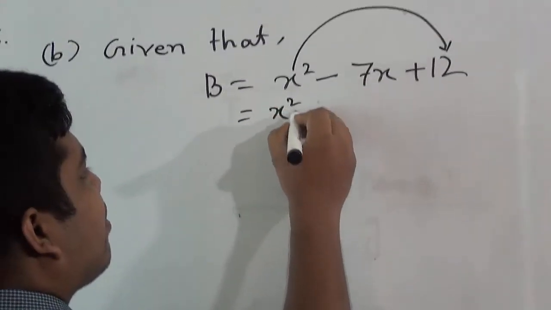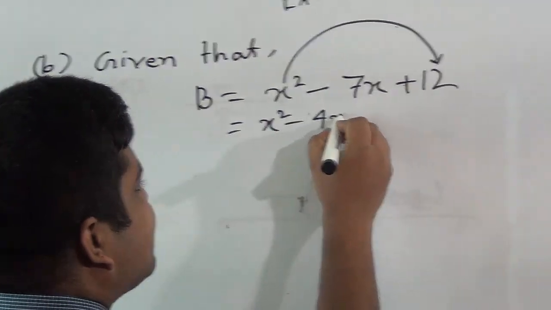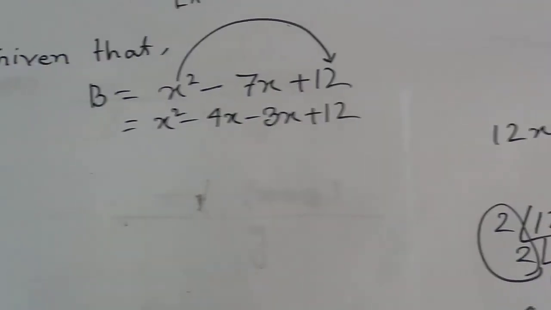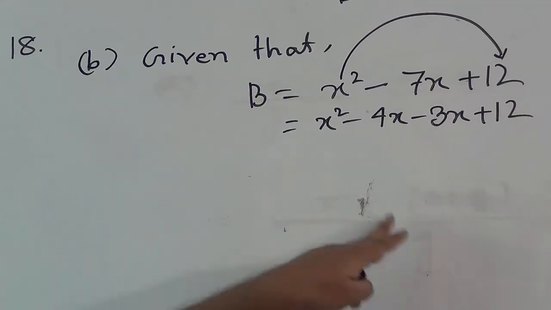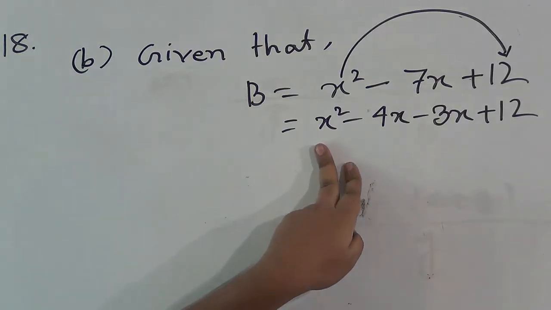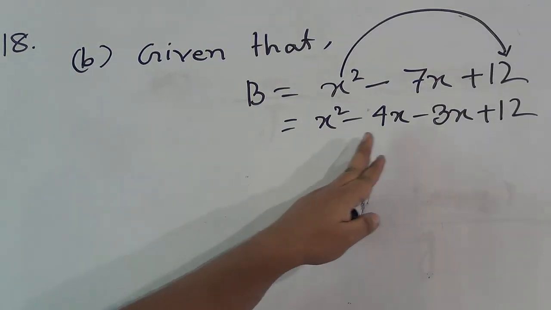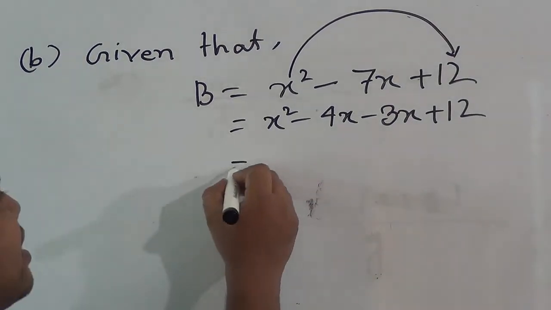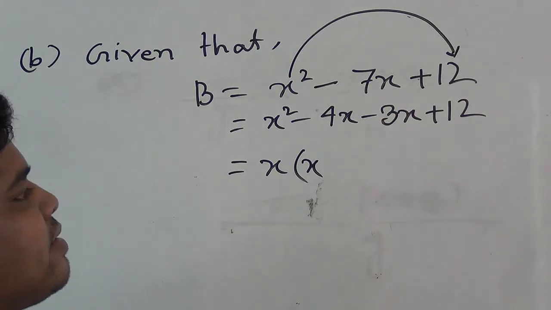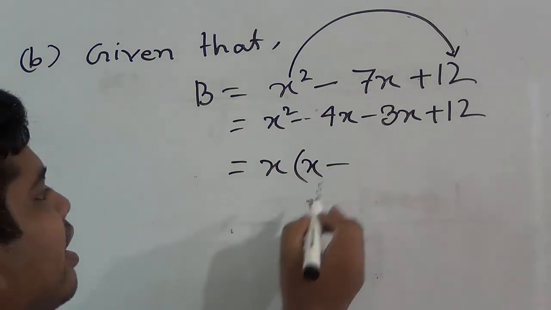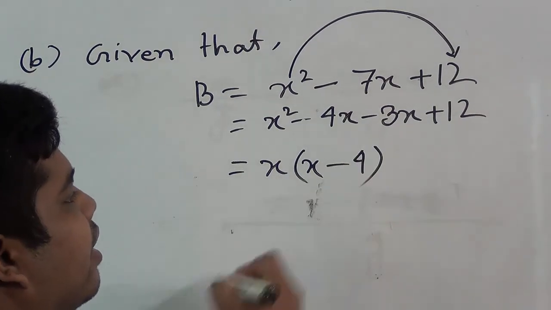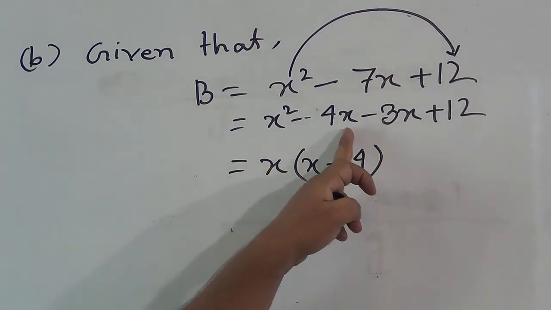x square minus 4x minus 3x plus 12. Do you understand? Here x square minus 4x. From these two expressions, which one is common? Notice x square and here x, so we take x as common. If we divide x square by x, then we get x. After that we divide 4x by x and we get 4, with the minus sign. First two is done.